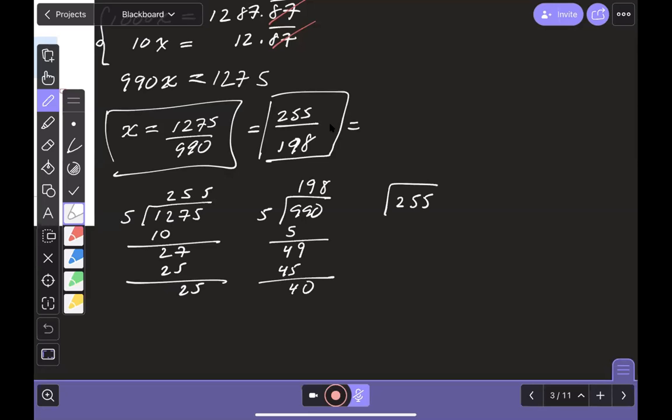255, I'm going to divide that by 3. And what do you get? 8, 24, 155. Let me write that down for you. Now I'm going to divide 3 into 198.